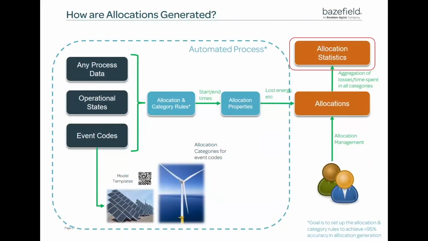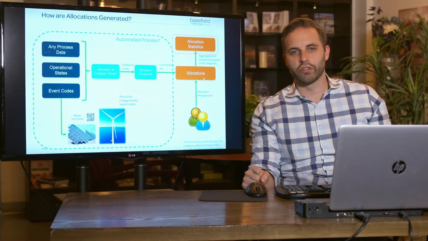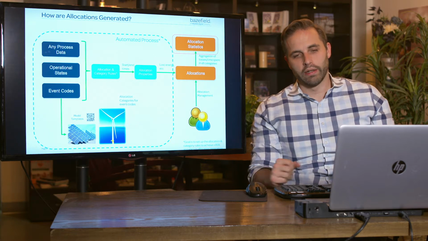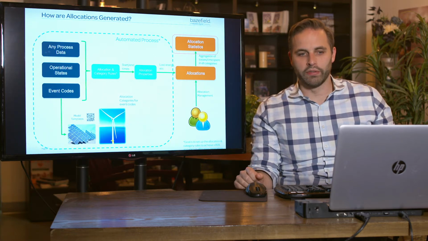So in videos 2 and 3, we talked about this automated process of how allocations are generated. In video 3, we then talked about the importance of manual editing and how users can change classifications and categories of loss data. Now we're finally at the fun part, the icing on the cake.